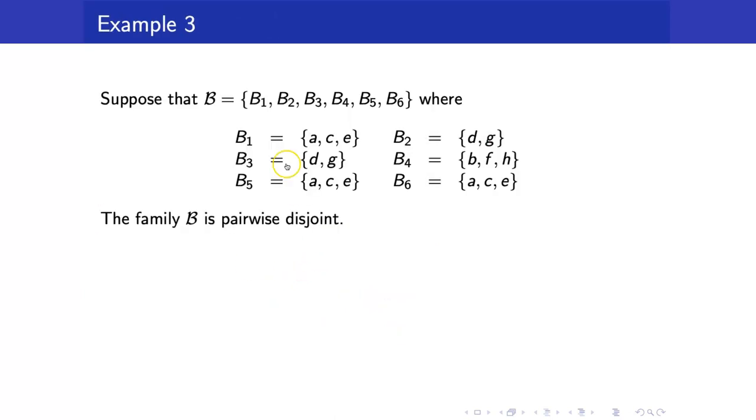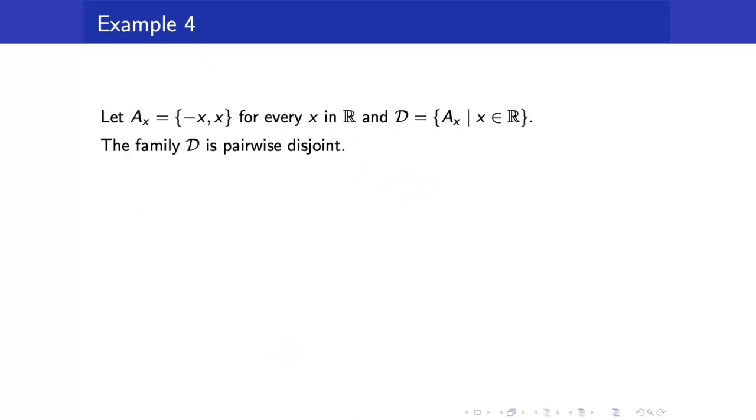So for example, our family B containing the sets B1 up to B6 is defined as follows. This family is pairwise disjoint because if you get, let's say, B1 intersection B3, they are disjoint. B3 intersection B5, they are disjoint, and so on and so forth. And note that B1 is equal to B5. So if you get two arbitrary sets in script B, you will either get that they are disjoint or they are equal.